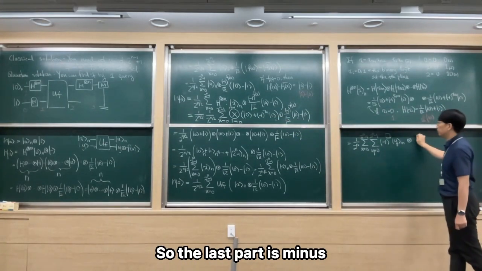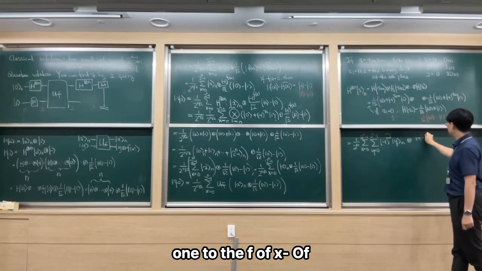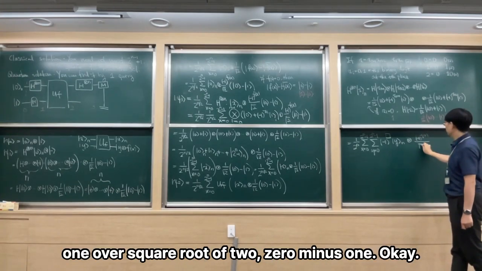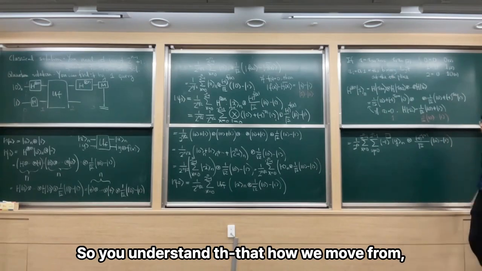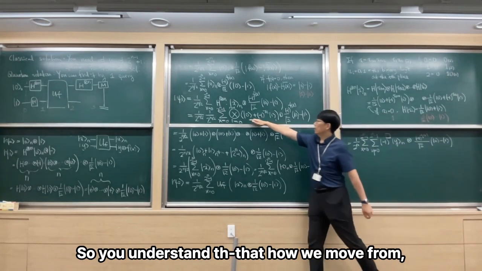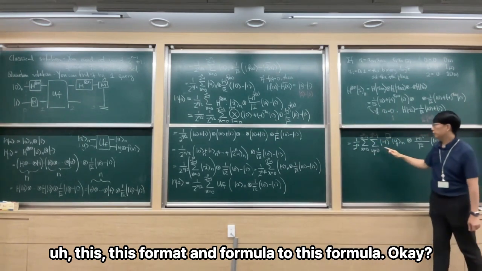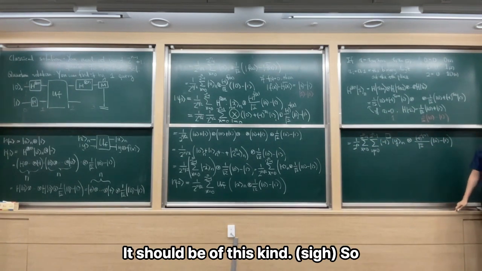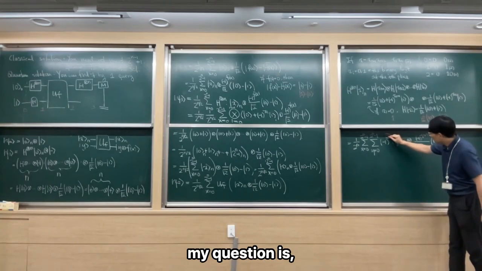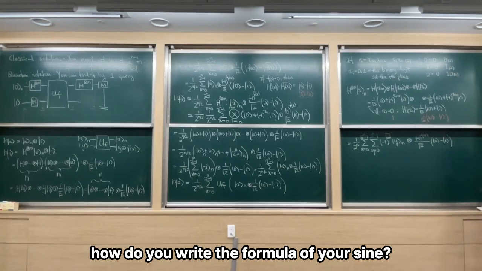So the last part is minus 1 to the f of x of 1 over square root of 2, 0 minus 1. Okay? So do you understand how we move from this format and formula to this formula? Okay, it should be of this kind. So my question is, how do you write the formula of your sign? What do you think?